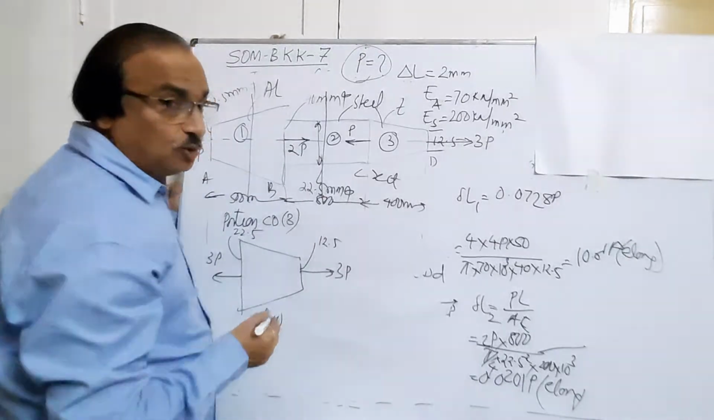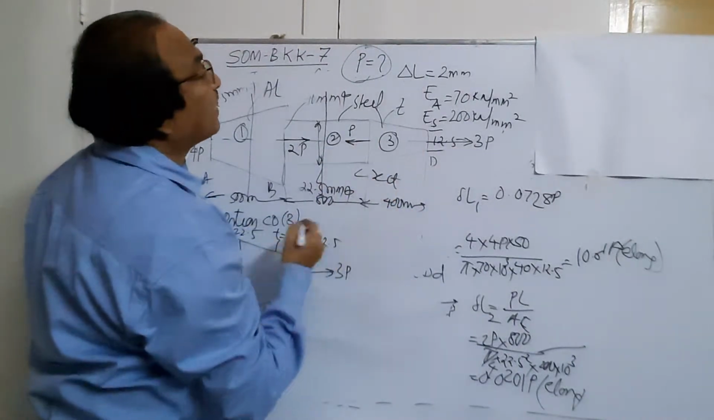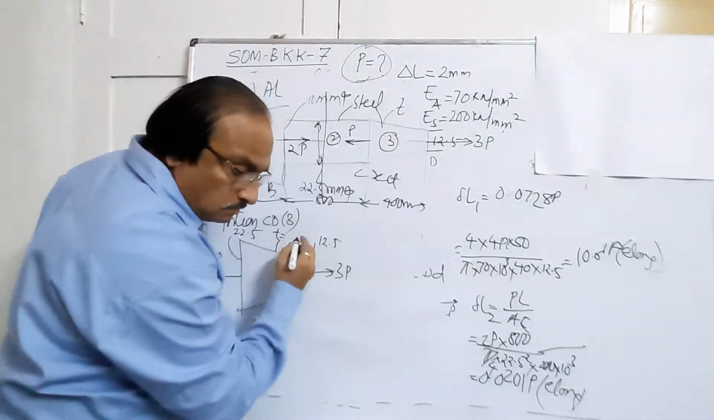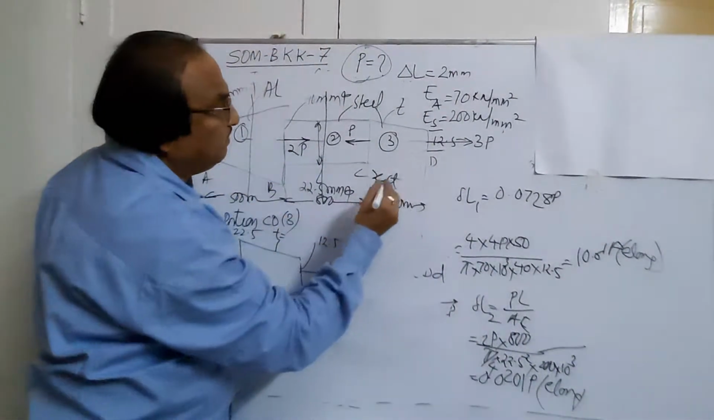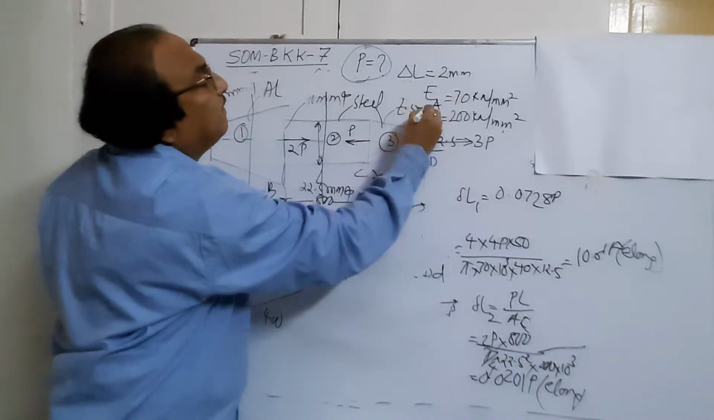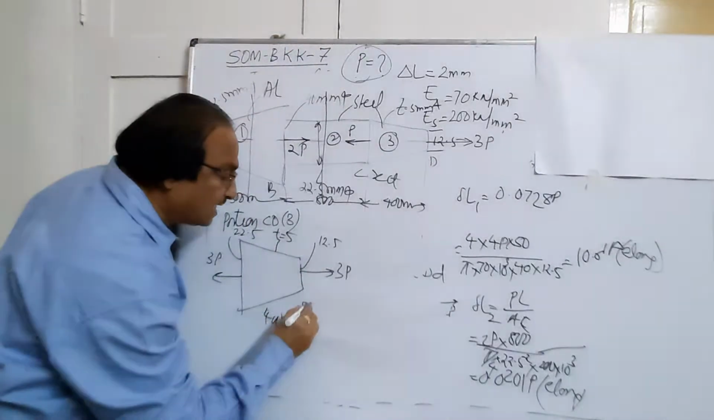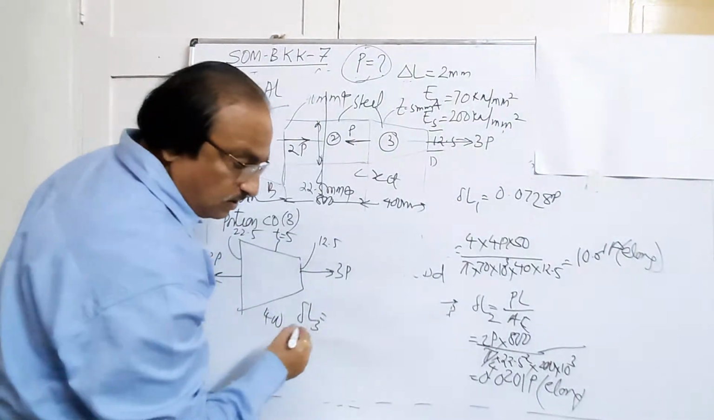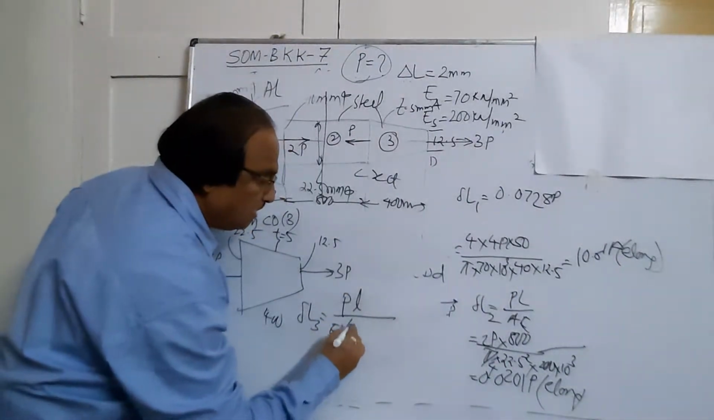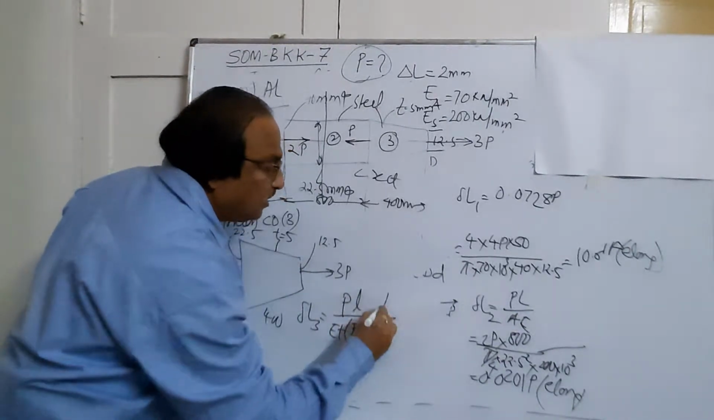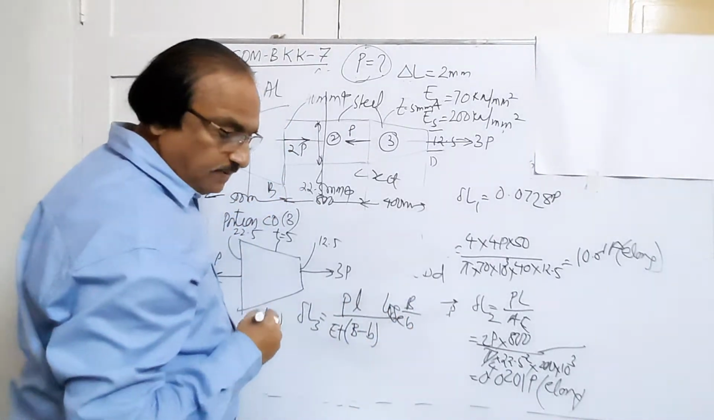So we will have to use the formula because it is a tapering bar, and the thickness of this member given to you is 5 mm. Please take this thickness as 5 mm. Now we will directly use the formula for delta L3, and the formula we have used is PL by E t into (B minus b) into log of B by b to the base e. So you'll have to simplify the values in this.